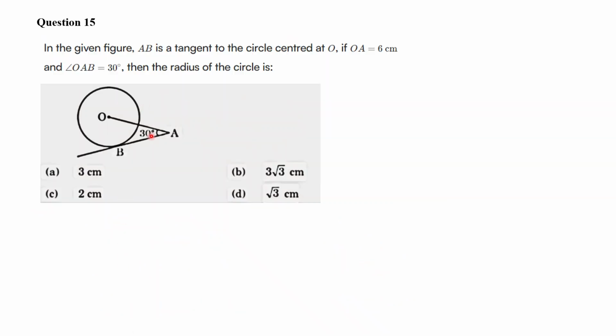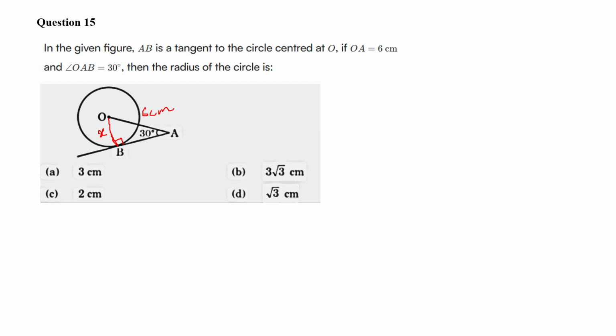Question 15. In the given figure, AB is a tangent to the circle centered at O. If OA equal to 6 centimeter and angle OAB is 30, then find the radius of the circle. So first of all, let's join OB. And radius is always perpendicular to the tangent. OA is given as 6 centimeter. We have to find the value of OB. I am assuming it as X.